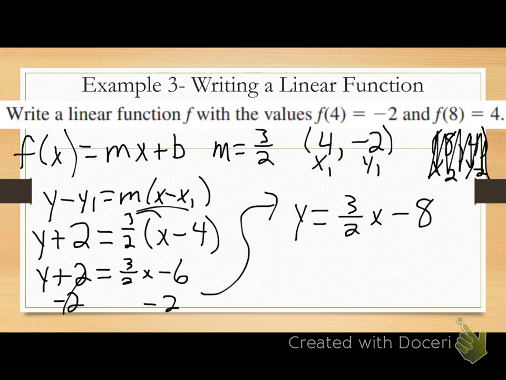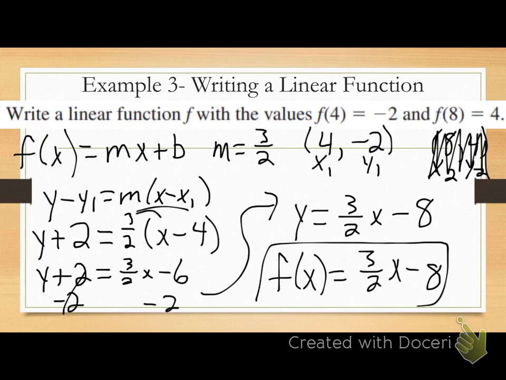Nope. Why? Because you put it in the wrong form. So now I got to change y to f of x. Now you got the right answer. Is that my answer? Yes, it is. It's a function f with the values f of 4 equals -2 and f of 8 equals 4. If it wants a function f, you do need to use f of x.